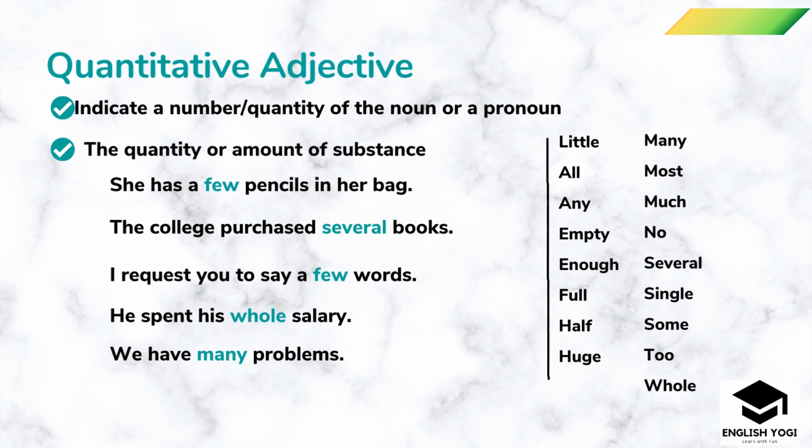For example, in the first sentence, she has a few pencils in her bag. We don't know how many pencils there are, but there are a few pencils. It is in number, it is in quantity, but we don't know the exact quantity of pencils. In the second example, the college purchased several books. Books is a noun, and several is a quantity, but we don't know the exact quantity. Similarly, in the third example, few words.